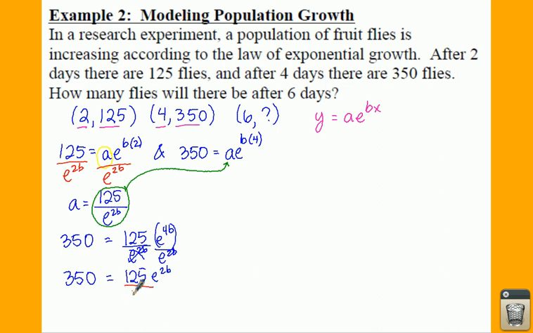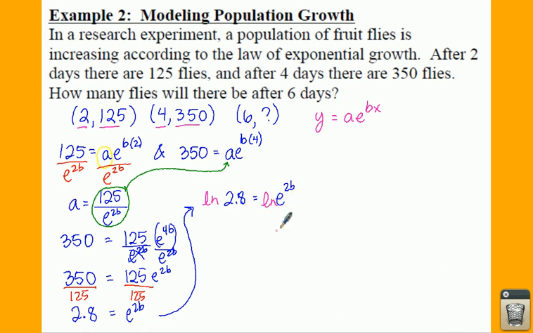Let's go ahead and divide by 125, divide by 125, and when you divide both sides by 125, that will give you a decimal. Actually, it's not a bad decimal, it's just a 2.8. So if we get 2.8 is equal to e to the 2b, to solve this we're going to natural log our 2.8, and we're also going to natural log our e to the 2b, because that will just get rid of our base e over here.